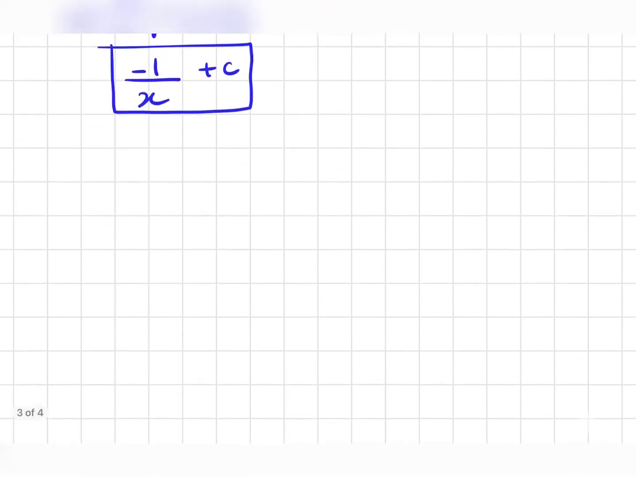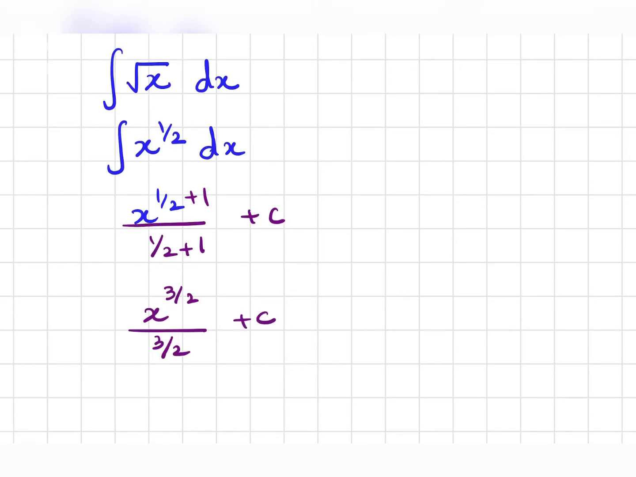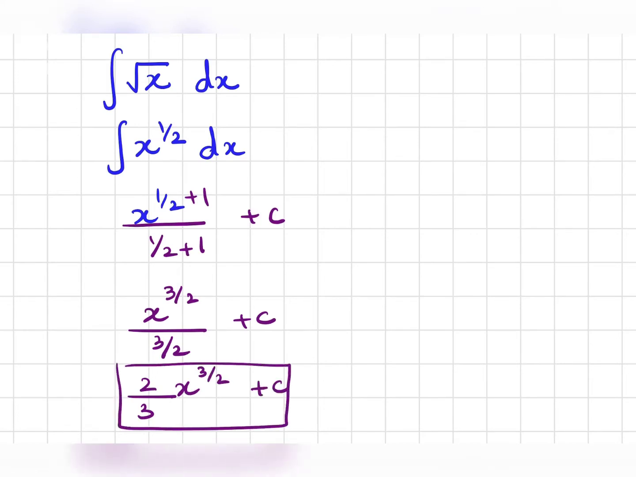Let's do some more. Okay, so we have the square root of x and we have to integrate this with respect to dx. Okay, first simplify: x to the power of half, and now add 1 to it. Okay, add 1 to it and divide it by the same thing and plus c. So this will be x to the power 3 over 2 divided by 3 over 2 plus c. We can simplify this by writing 2 over 3 x to the power 3 over 2 plus c, and this is your final answer. Okay, I hope it's making sense to you all.